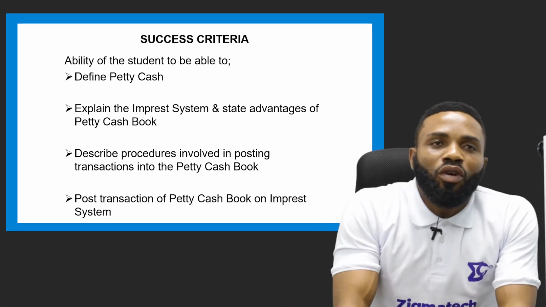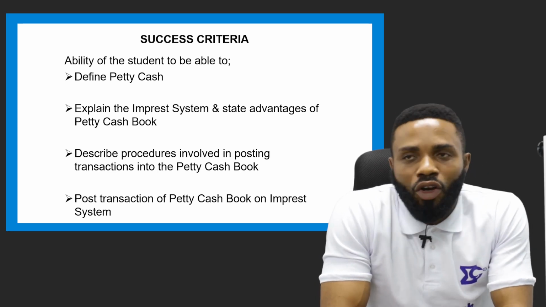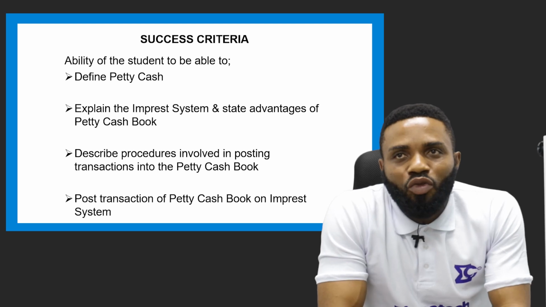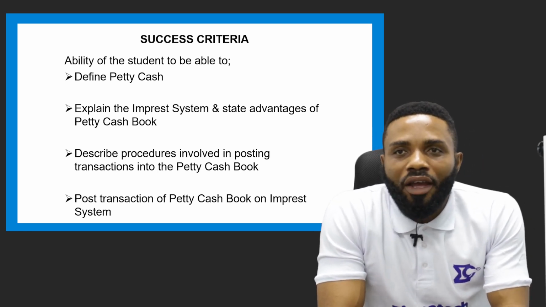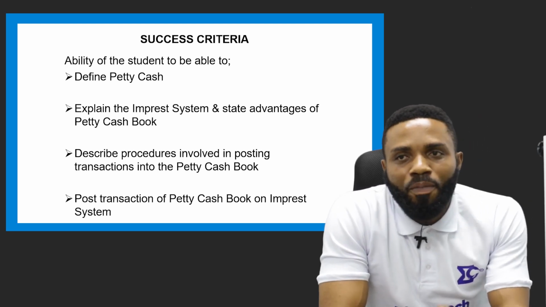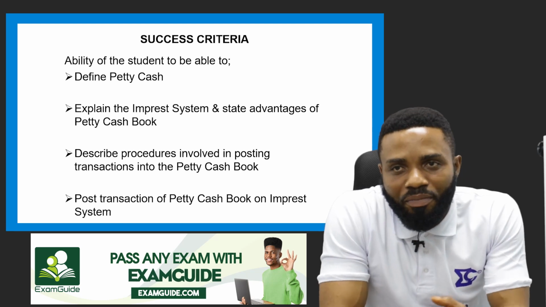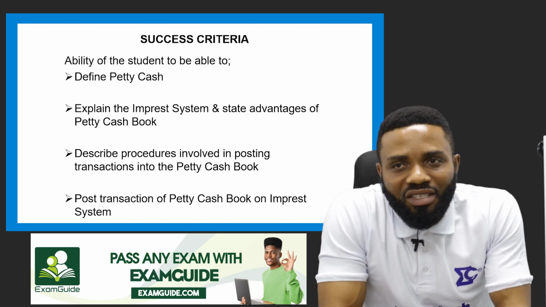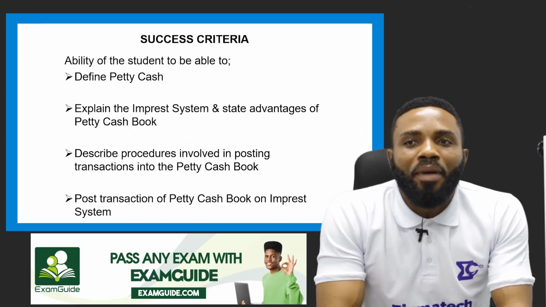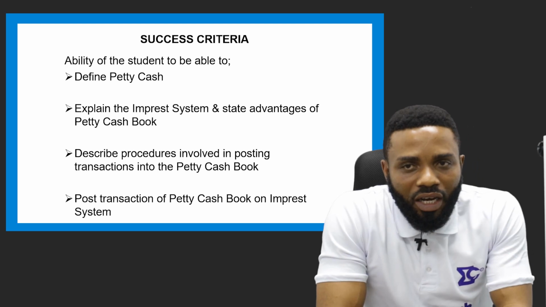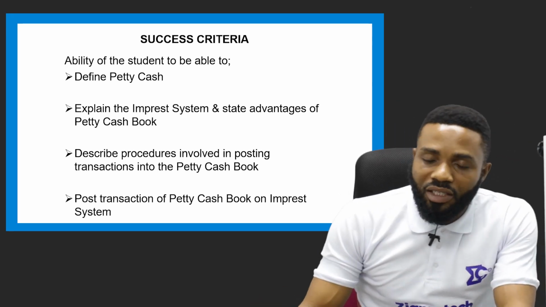Now, we have what we call success criteria. What will be our measurement? How do we know that we've been able to achieve our objective? Number one, when you are able to define petty cash book, you are able to explain the Imprest system and state advantages of the petty cash book. You are able to describe procedures involved in posting transactions into the petty cash book, and last but not the least, post transactions of petty cash book on Imprest system.